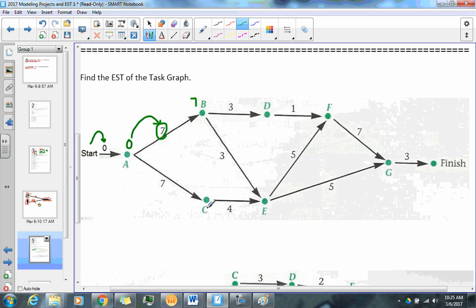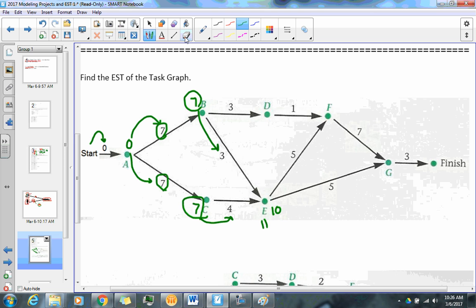Same thing here. Looking at C, 0, it takes 7 minutes to do whatever task that is, and then C ends up being 7 as well. So both of these are starting at the same time. Now, here we are at E. Now E has 2 arrows pointing at it. So once again, hopefully you can figure this out while I'm explaining it. B has an EST of 7 plus 3, that would give me 10. I'm just going to write off to the side here. But notice that C also has an EST of 7 plus 4, that would be 11.